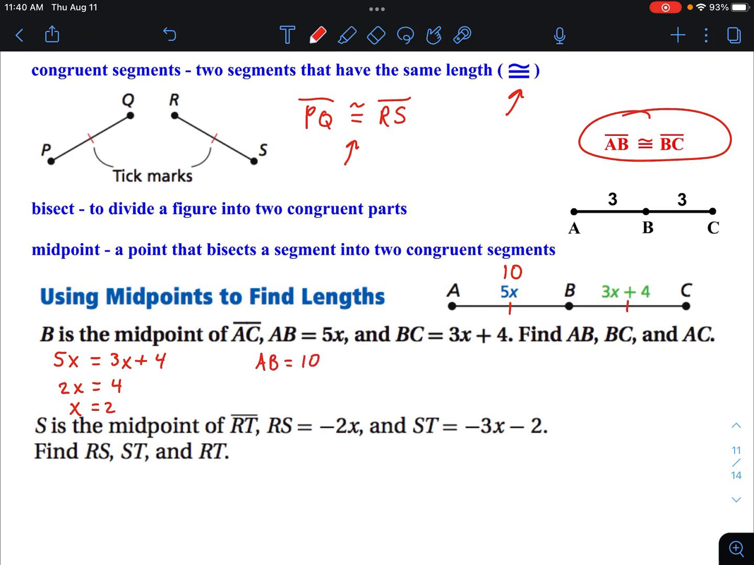Notice I did not put the line over top of AB because we're talking about its numerical value. BC should also be equal to 10 since we said they were the exact same. You can also check 3 times 2 is 6. 6 plus 4 is 10. So BC, second answer, is also 10, which would make our whole line AC. Now we can use segment addition postulate. 10 plus 10 equals 20.